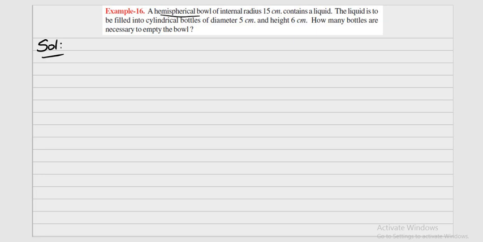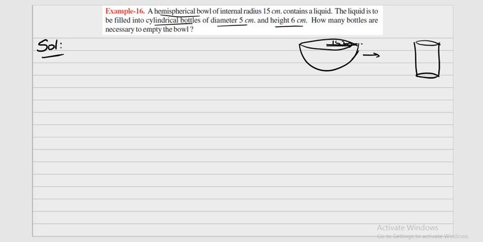So there is a hemispherical bowl. So hemispherical bowl means, so it will be looking like this, right? So this hemispherical bowl is having internal radius 15 centimeters, which is containing some liquid. So this radius is 15 centimeters and this is to be poured into cylindrical bottles of diameter 5 centimeters and height 6 centimeters. So these are to be filled into cylindrical bottles.